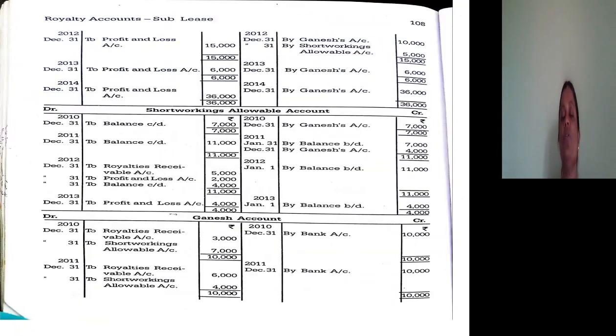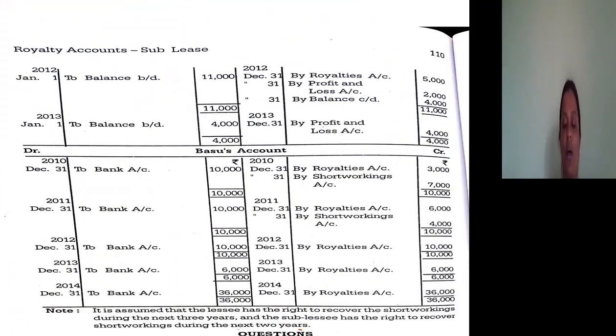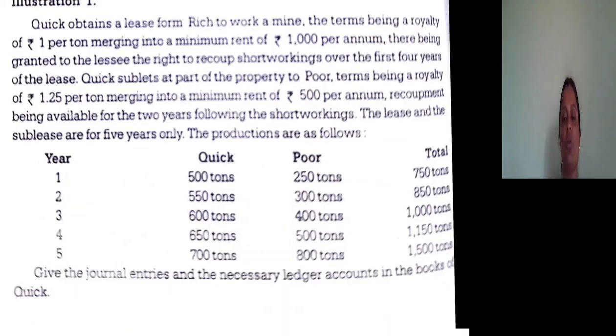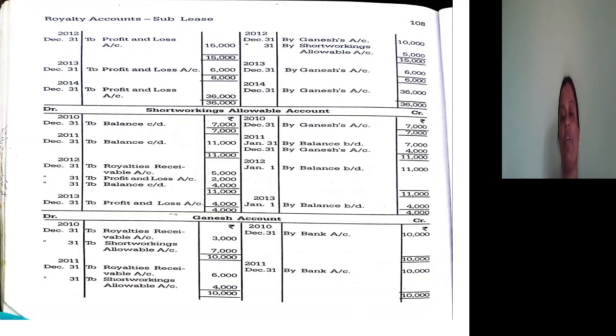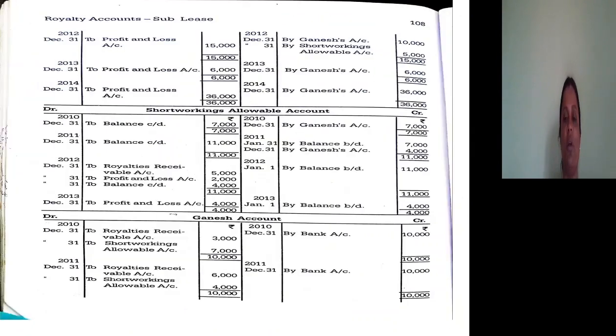Third year. Next, royalty account should be closed by transferring it to profit and loss account. See here, to profit and loss account 15,000. Lessee will make the payment. Bank account debit to lessee's account 10,000.